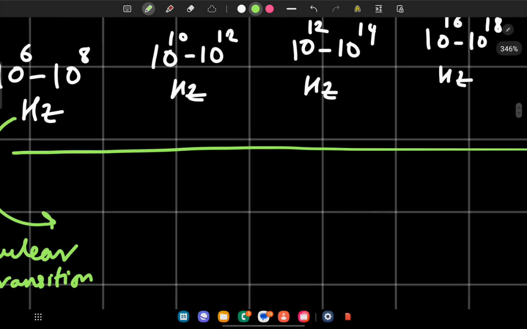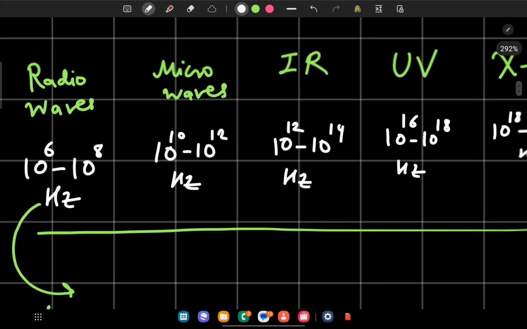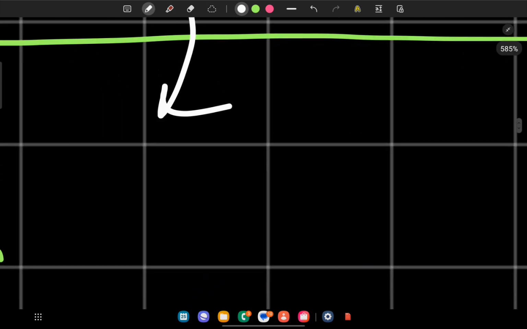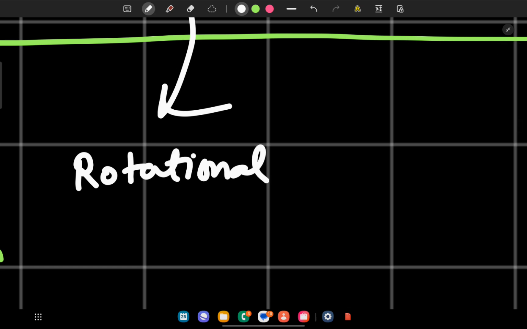Now, if we analyze the next part, that is microwaves. These microwaves are responsible for rotational transitions, and thus we call the spectroscopy under the microwave as rotational spectroscopy. This is responsible for rotational transitions.